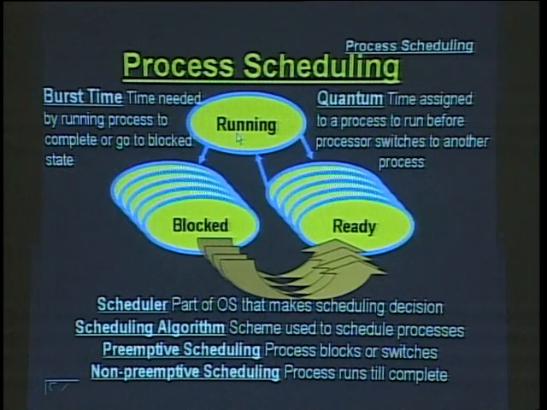When the processor can either convert a running process towards the blocked processes or the ready state in order to give another process a time, we call that preemptive scheduling. And if we allow the running process the CPU time until it completes, we call that non-preemptive scheduling, where the process runs till complete.